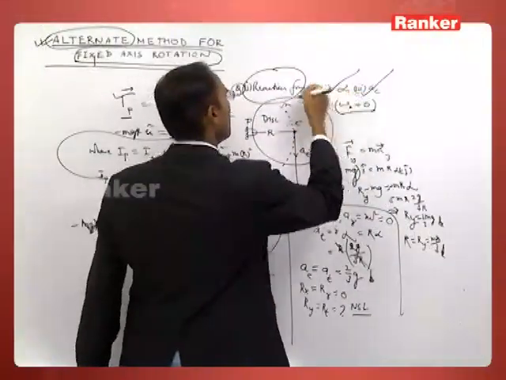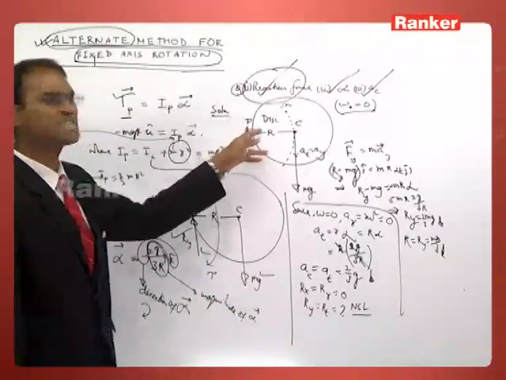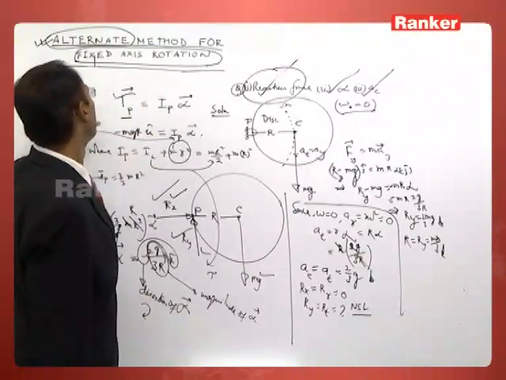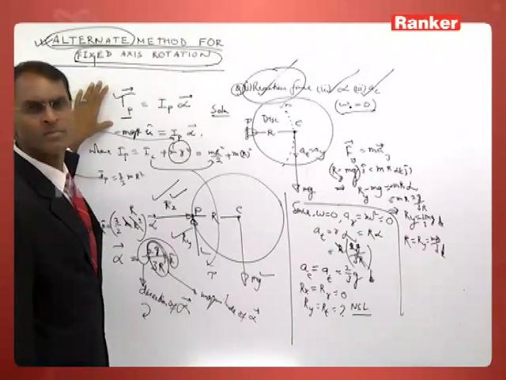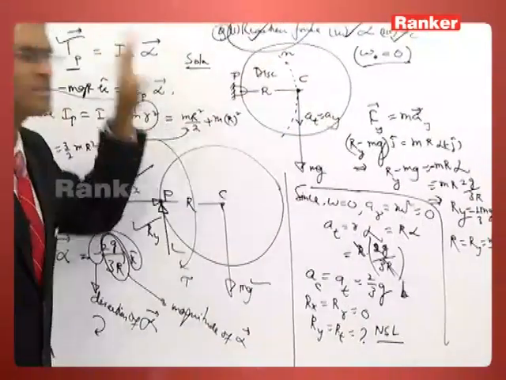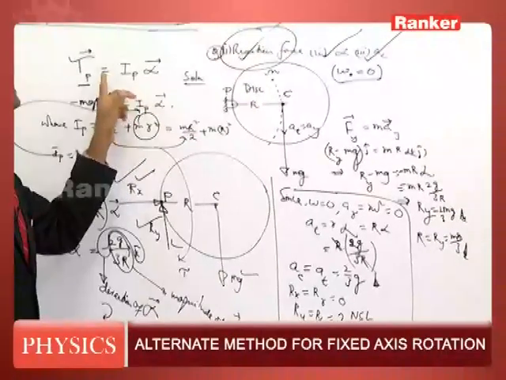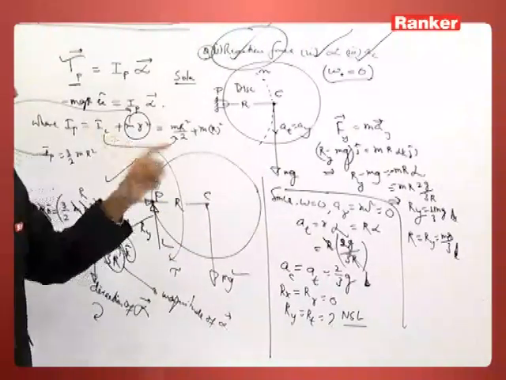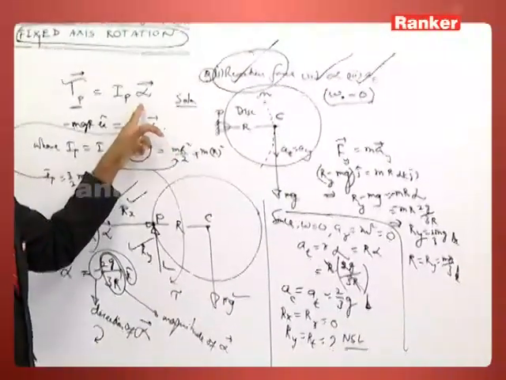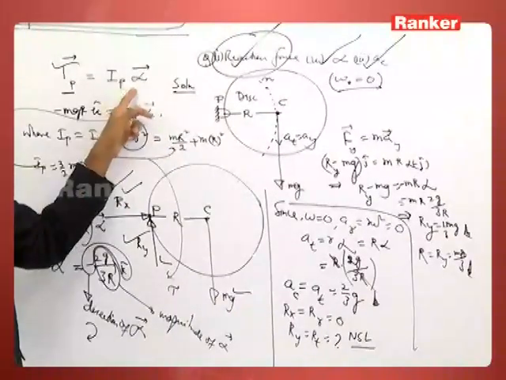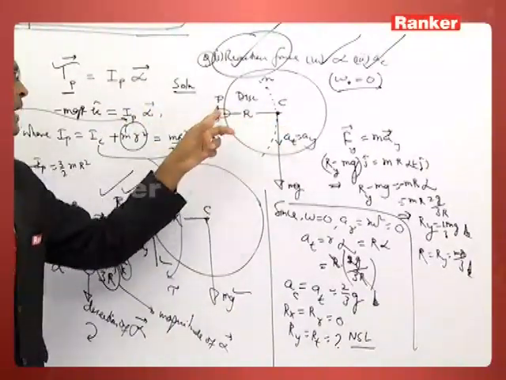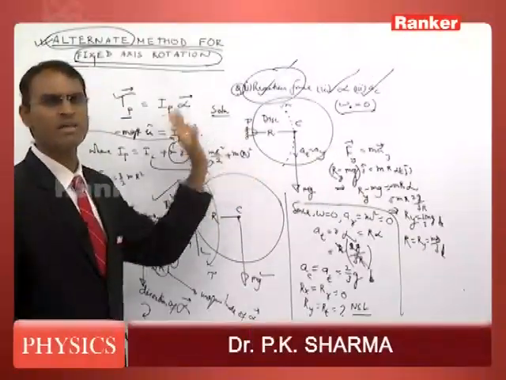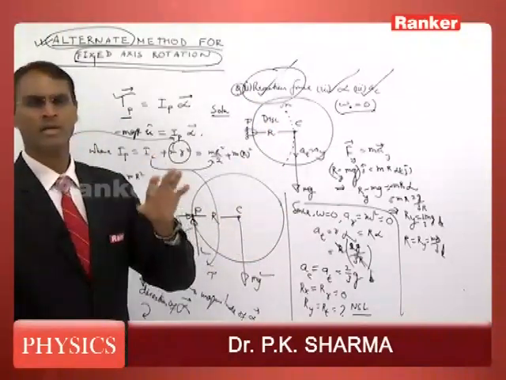In this way, we can solve the problems of fixed axis rotation of any object by using the alternate method, which states that torque of all the external forces about the pivot is equal to moment of inertia of the object about the pivot into the angular acceleration of the rigid body. Needless to mention, it does not depend upon the reference points. It may be pivot, it may be center of mass, it may be inside any point, it can be outside any point. It remains same for all the points at the given instant.